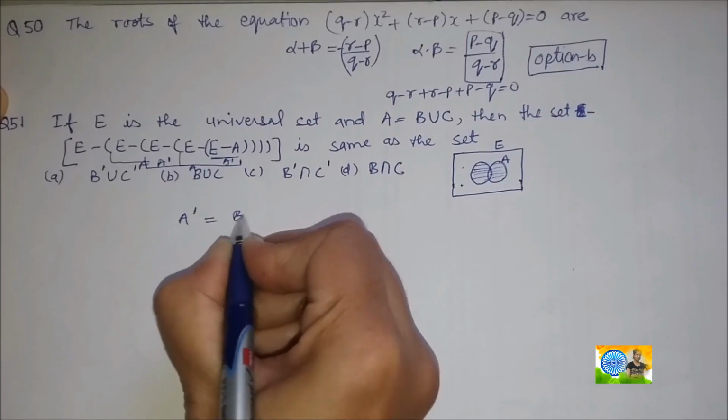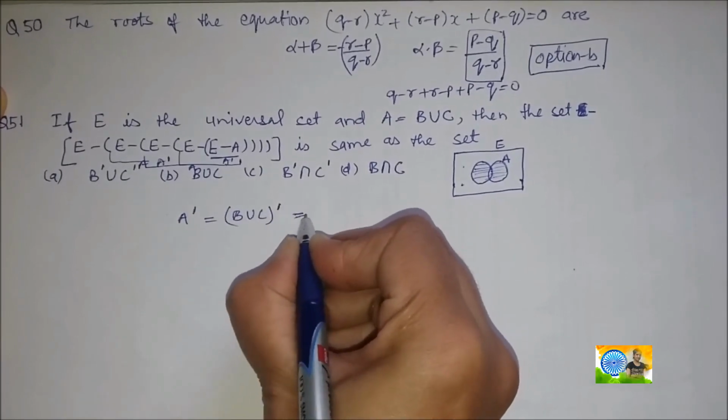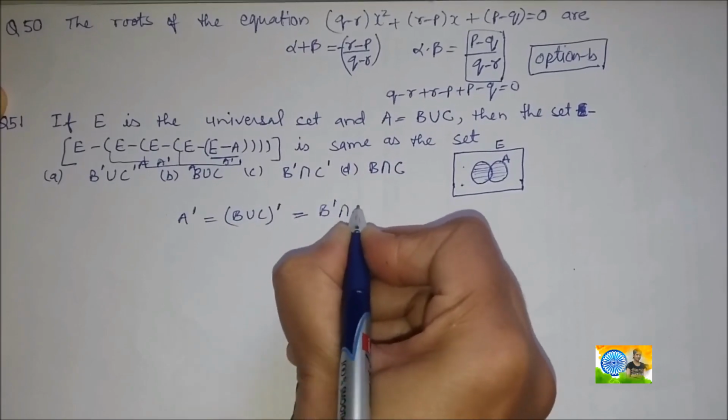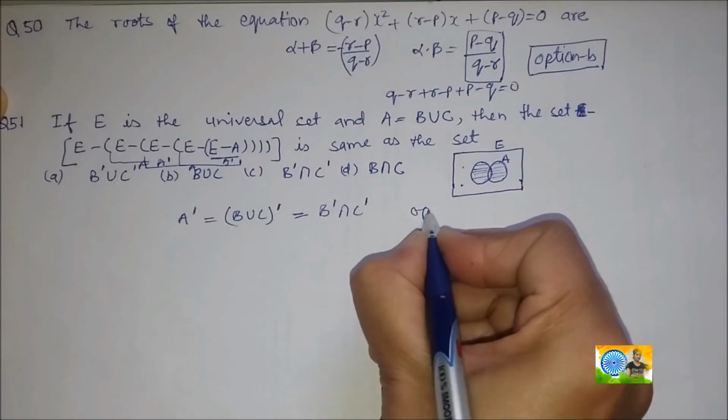So this whole represents A dash. A dash means this was B union C, so it is the complement of B union C. And this equals B dash intersection C dash. And this matches with option C. So option C is the correct answer.